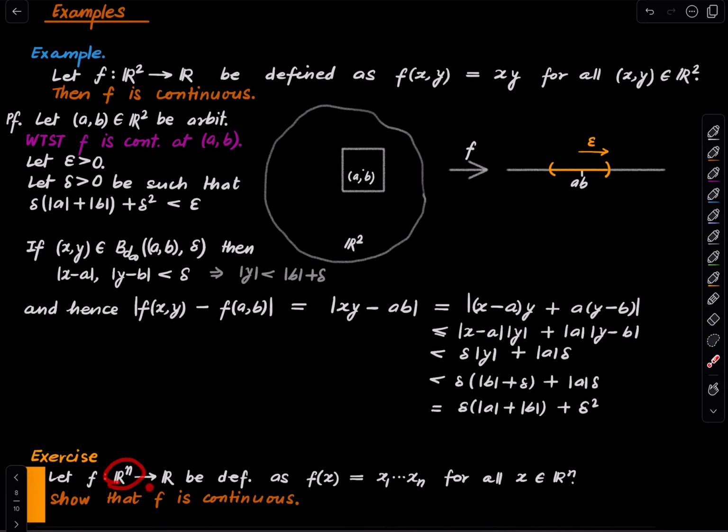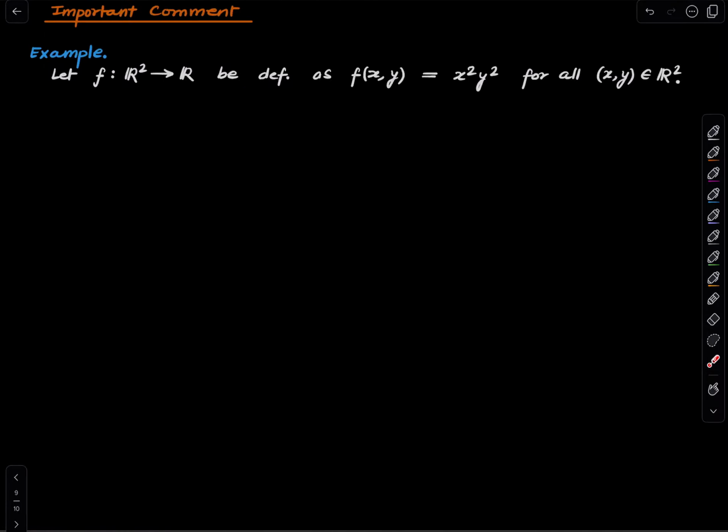We have a function from R^n into R, f(x) is written this way, and we want to show that f is continuous. So that's an important exercise. And now let us do one last thing, I think. So here is an important comment. I think I've said things to this effect previously, but I can't emphasize enough.